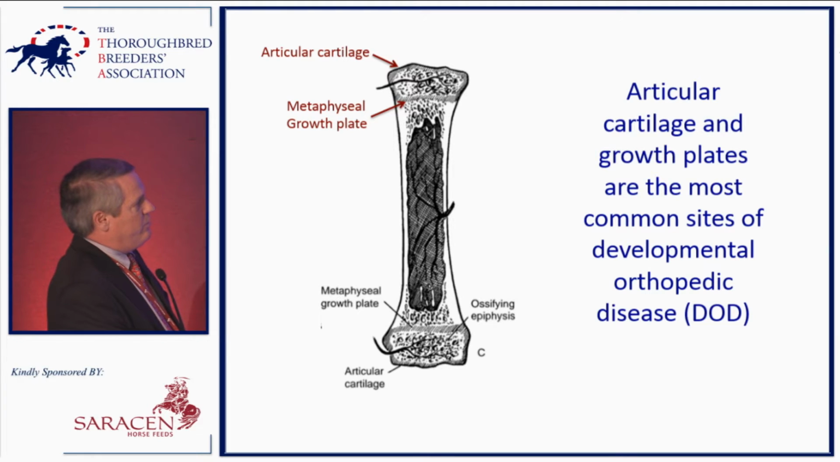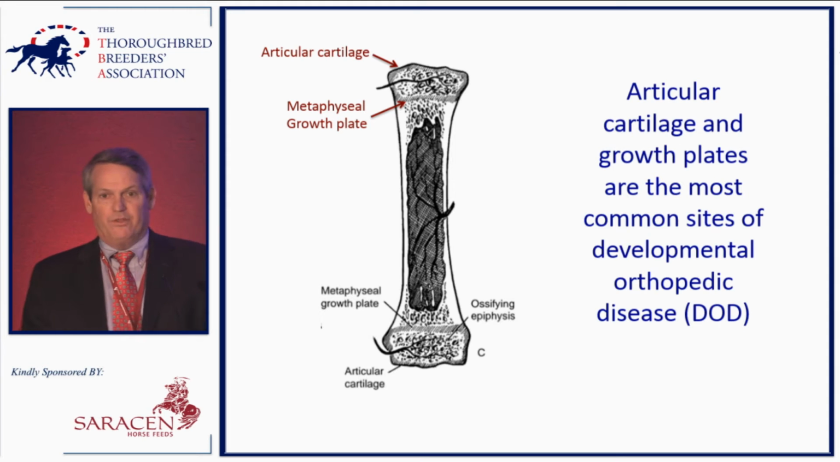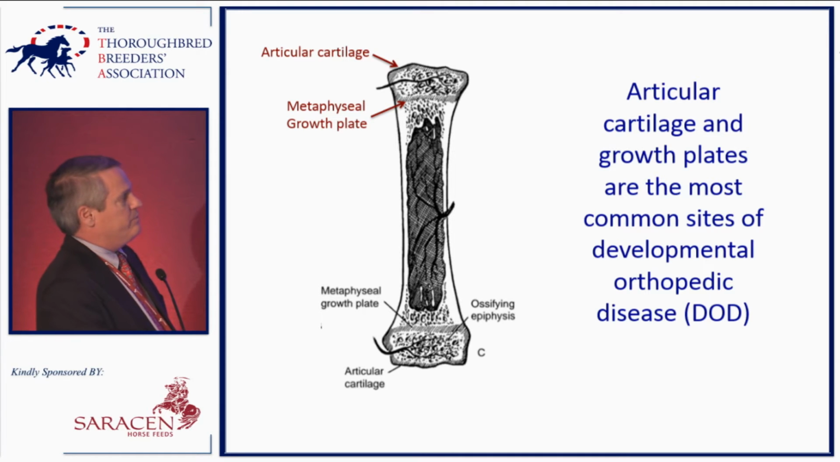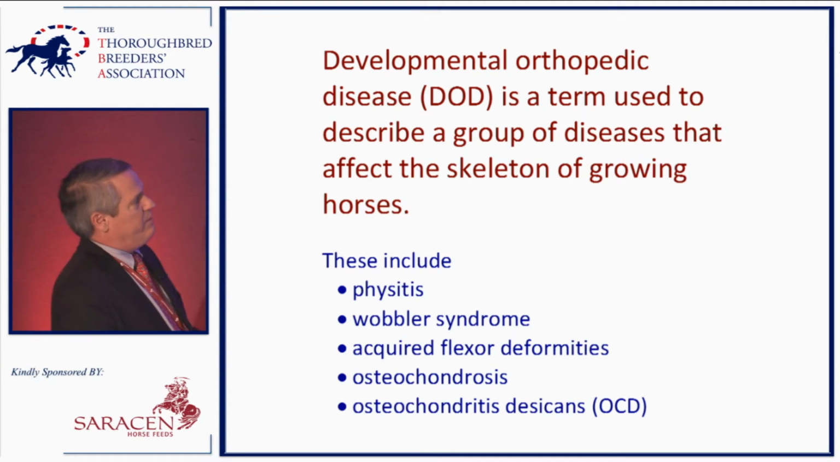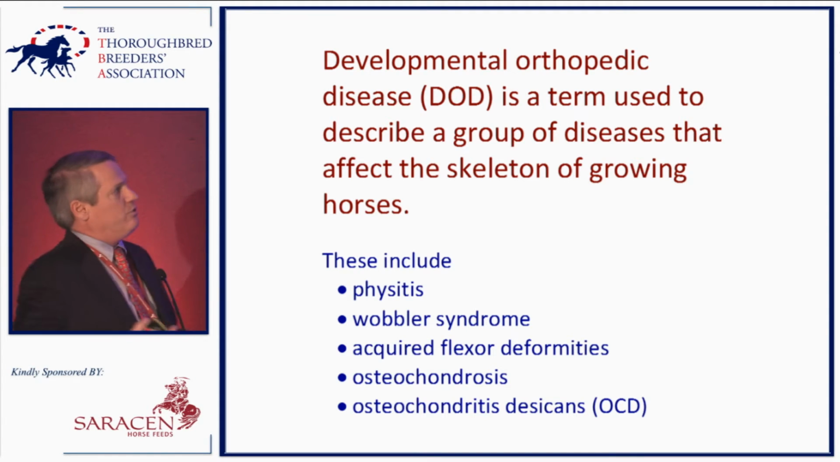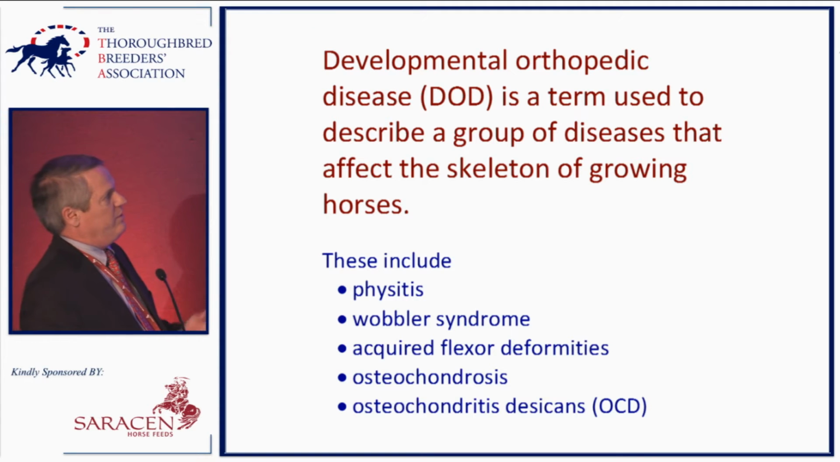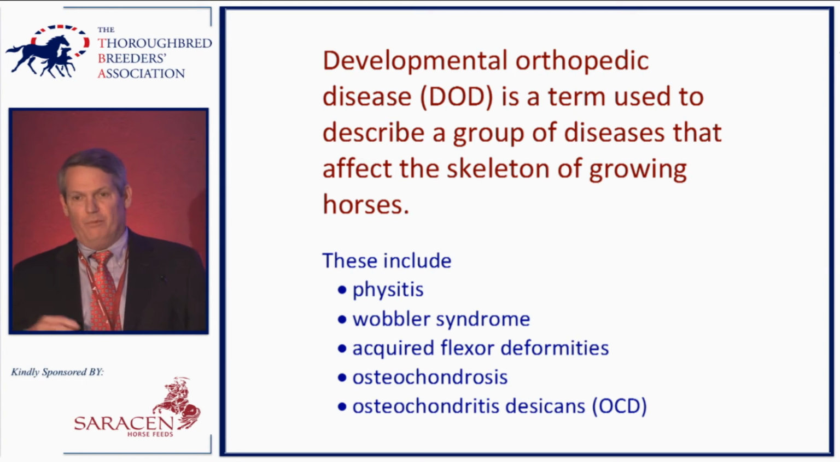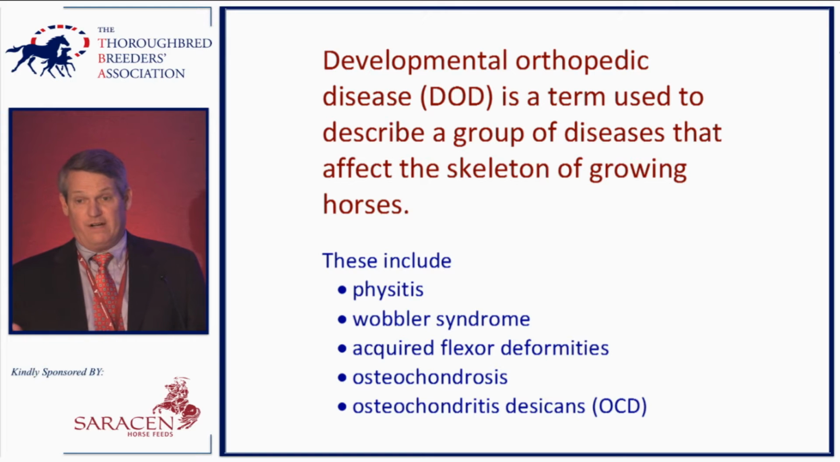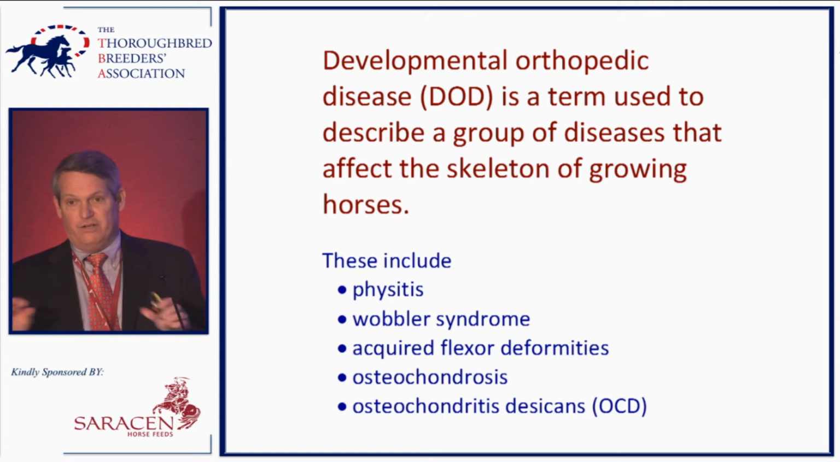It's at this growth plate and the articular cartilage where you get developmental orthopedic disease. So DOD is a disease that occurs in these two locations. DOD, developmental orthopedic disease, is an umbrella term that's used to describe a group of diseases that affect the skeleton of growing horses. They include physitis, which is sometimes called epiphysitis, although anatomically that's not the correct term. Just physitis, that's an inflammation of that growth plate.